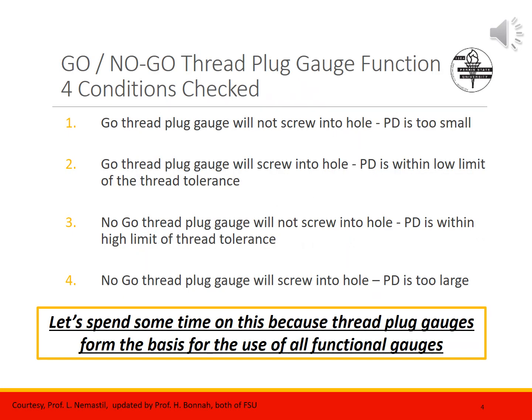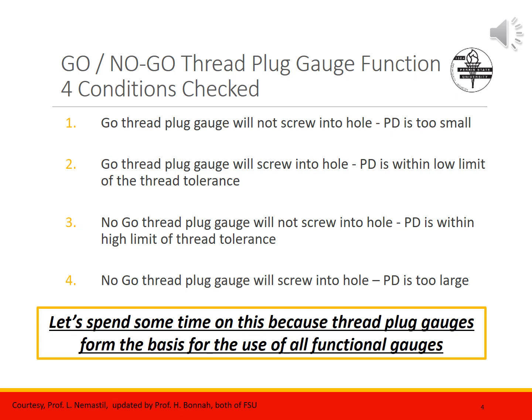So all go, no-go thread plug gauges check 4 conditions. These 4 conditions are highly testable material, hint, hint, so make sure you understand this. And I will help you with the following slides in this online presentation. So, number 1, go thread plug gauge will not screw into a hole. That means the pitch diameter, the PD, is too small. It's undersized.